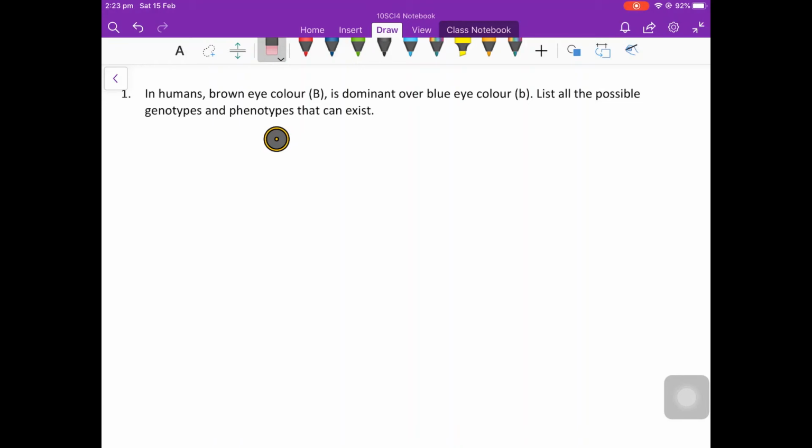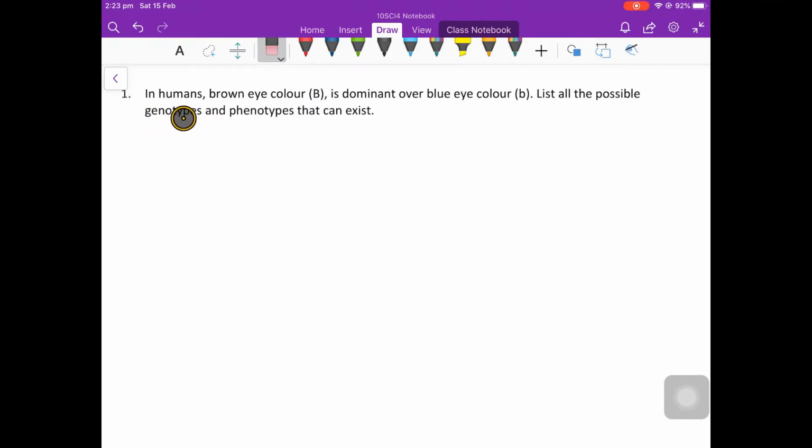Okay, let's have a look at solving some questions around monohybrid crosses. Question 1 says, in humans, brown eye colour, capital B, is dominant over blue eye colour, lowercase b. List all the possible genotypes and phenotypes that can exist. So this question is asking us to list all the possible genotypes and all the possible phenotypes.